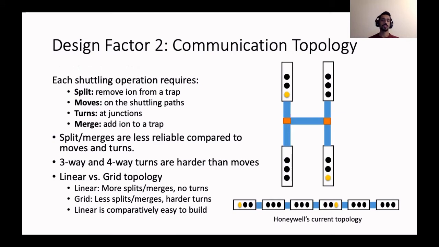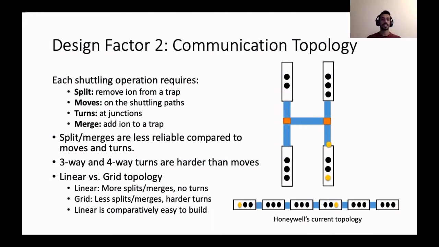Now, looking at topology, there are similar trade-offs here. So when we want to perform an ion shuttling operation, there are several operations required to accomplish this. We need to split an ion from the trap where it resides. We need to move it along a series of paths. We need to turn if we encounter junctions, and we need to merge it at the destination trap. Now, it's known from real experiments that these splits and mergers are actually less reliable compared to moves and turns. And it's also known that 3-way and 4-way turns are actually harder than simple straight moves.